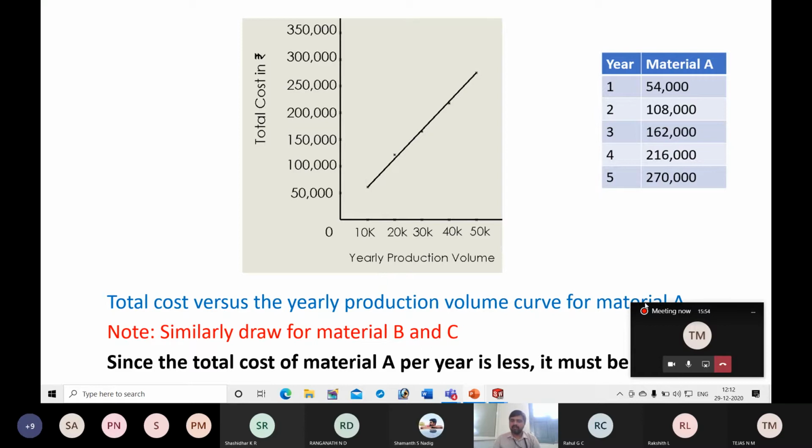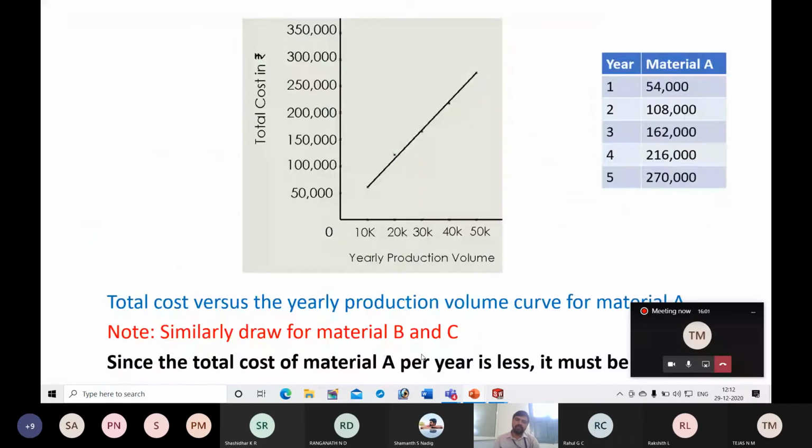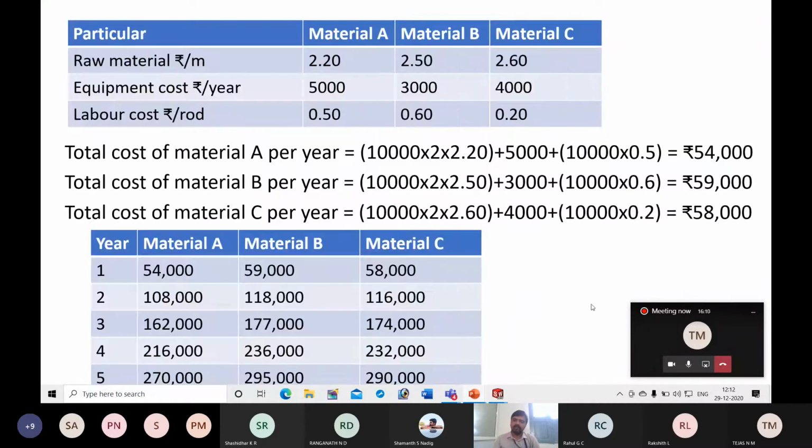In the same way, you have to draw the total cost versus yearly production volume curve or graph for material B and C. By using these values, you have to draw 2 more graphs for this problem, in the similar way. Since the total cost of material A per year is less, it must be preferred. Here the total cost for material A is 54,000, which is less. So that's why we have to prefer material A.